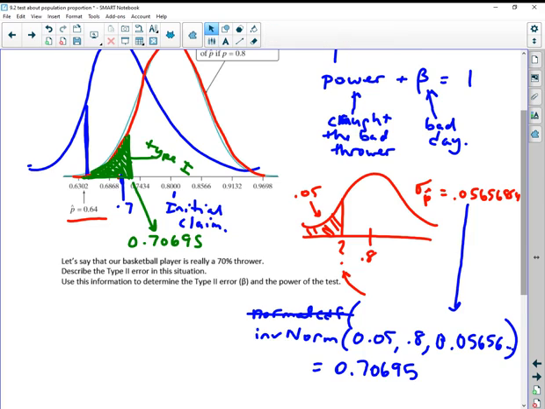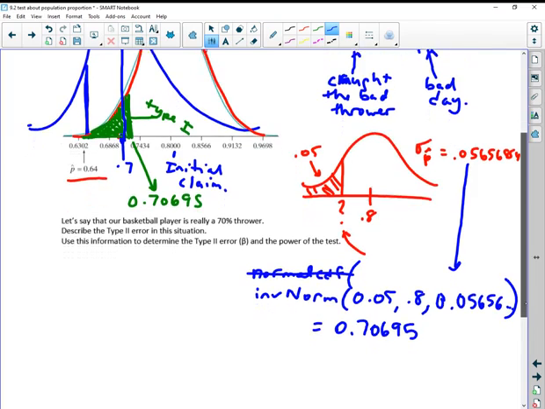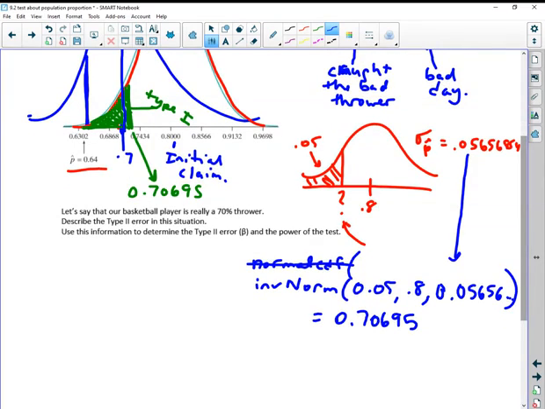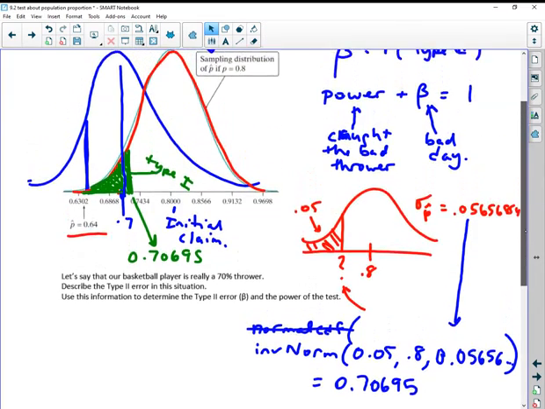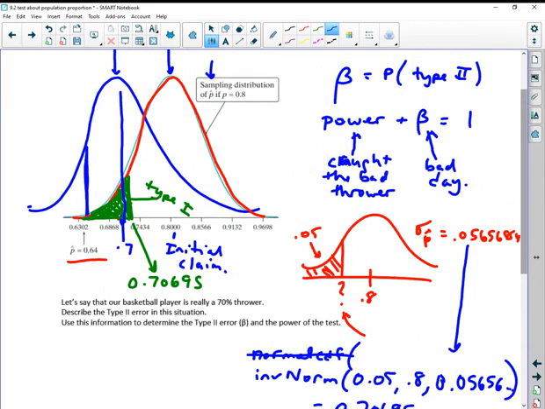But what we just said, he is not a 0.8 thrower. He is really a 0.7 thrower. So let's look at where 0.7 is right here. This is 0.7. Well, it's supposed to be in the middle of my curve. Not the best drawer. But moving up, he's a 0.7 right here.